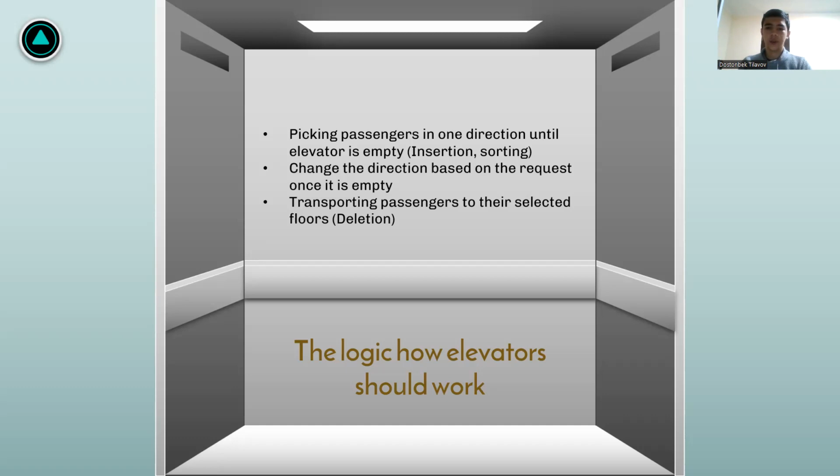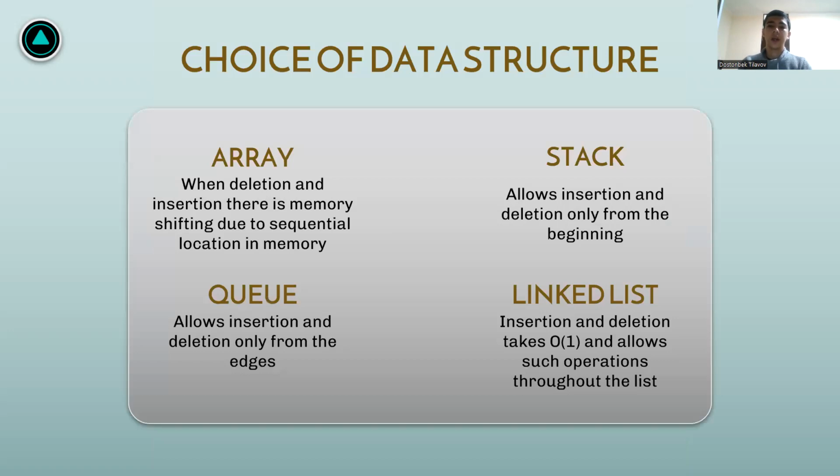Transporting passengers to their selected floors. That means after serving one client, that request should be deleted from the data structure. This is the logic of how elevators should work. Okay, choice of data structure.